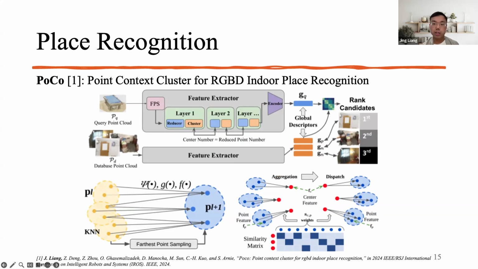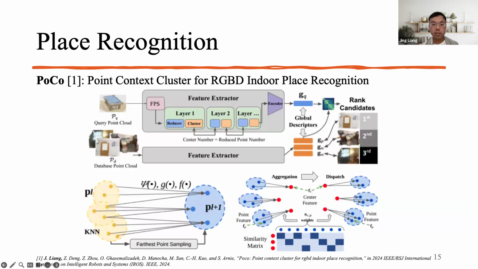In POCO, we encode the geometric and also color information with the feature extractor. In the feature extractor, we use multiple layers of reducers and clusters to encode the RGBD point cloud into a vector. The reducer, as shown in the left bottom figure, reduces the dimension of the features by aggregating a large number of points into a smaller number of points.